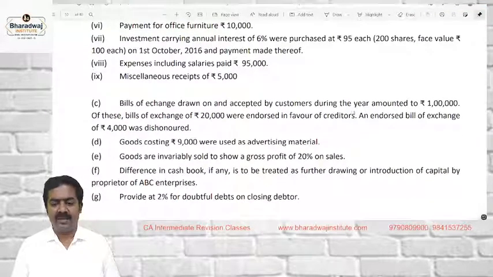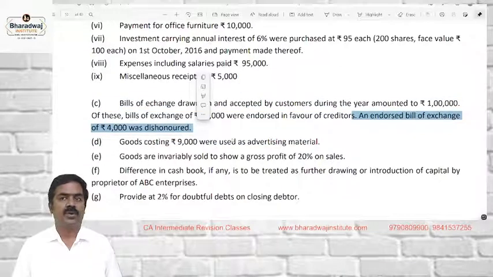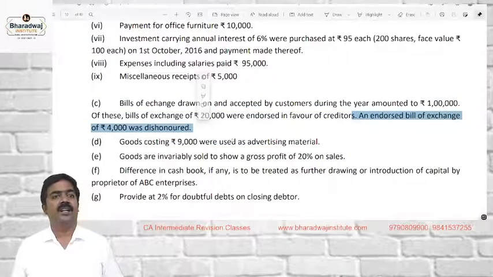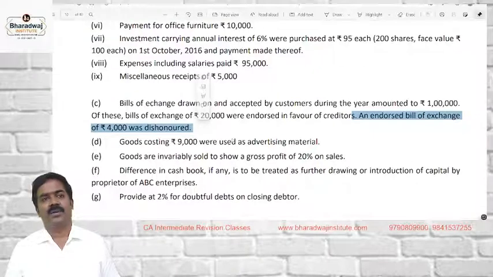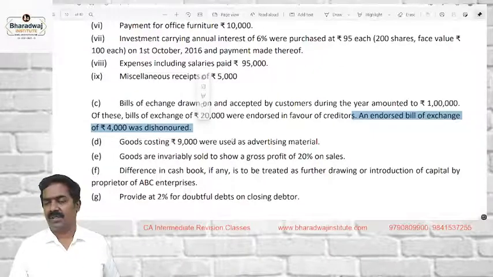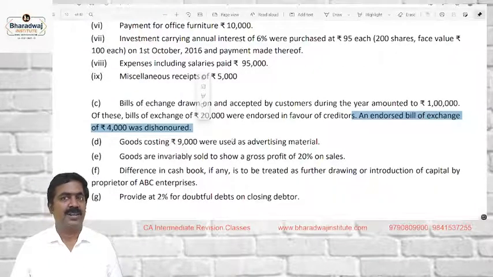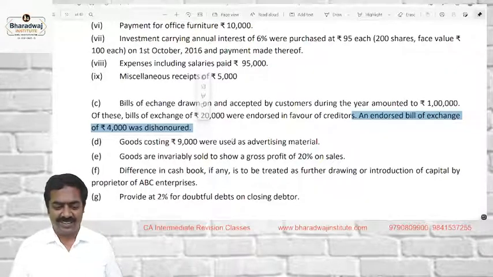And endorsed bill, how much is dishonored? 4,000 dishonored. What is the entry for endorsed bill dishonored? Creditors account debtor to debtors account, right? Creditors account debtor to debtors account or debtors account debtor to creditors account? Good. Debtors account debtor to creditors account.